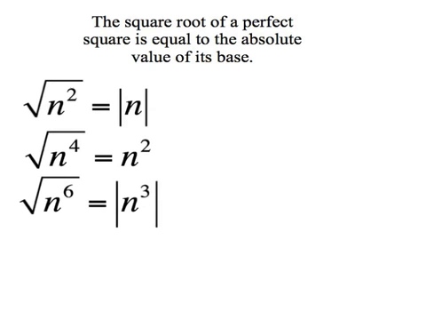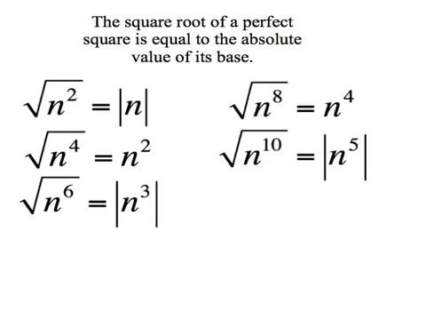And now we'll move it over and do some more. The square root of n to the eighth is equal to n to the fourth. We don't need absolute value because whether n is positive or negative, n to the fourth is always positive. But the square root of n to the 10th is equal to the absolute value of n to the 5th, because once again, n to the fifth could be a negative number if n was negative in the first place. And then finally, the square root of n to the 12th is equal to n to the 6th. A real number to the 6th power is always positive, so we do not need the absolute value symbols.